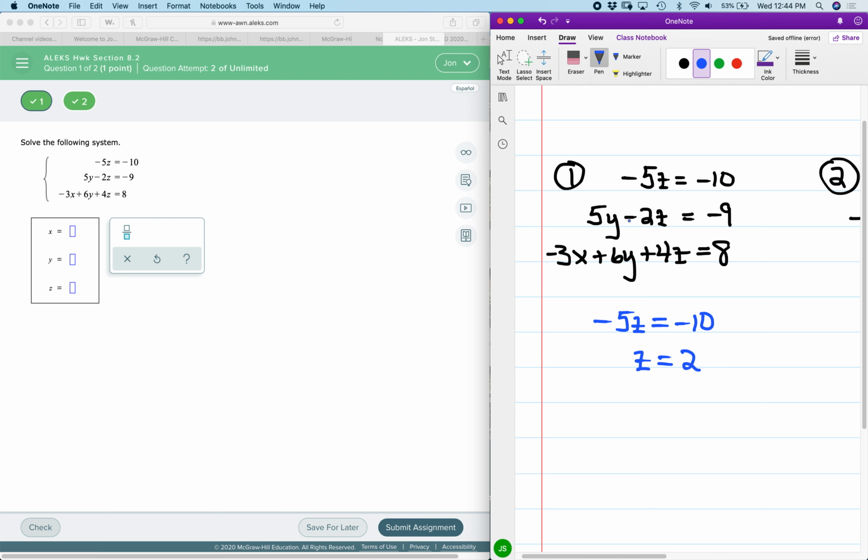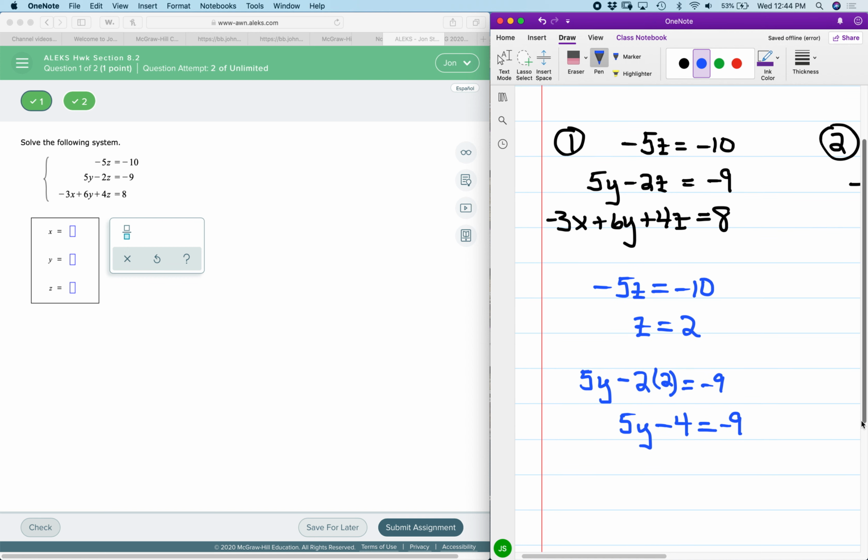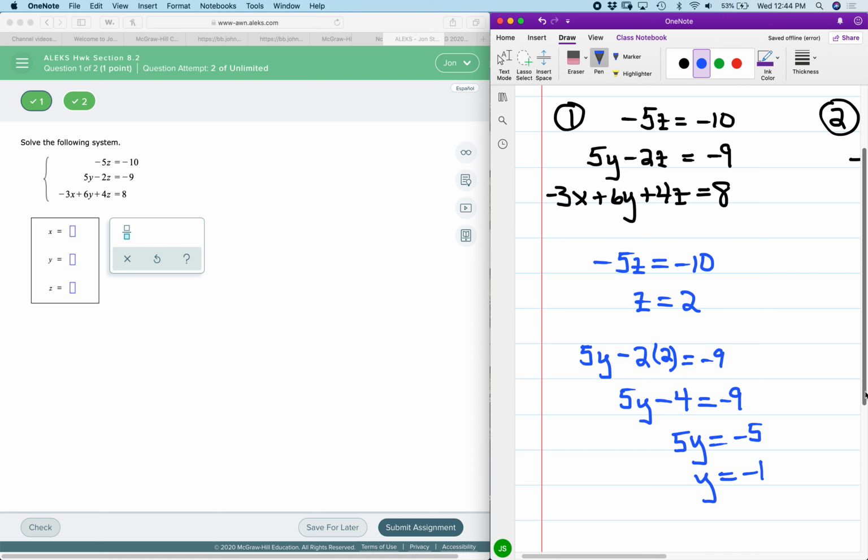For the next equation, I can go ahead and solve for y, whereupon I have 5y minus 2z is equal to negative 9. So I can say I have 5y minus 2 times 2 is equal to negative 9. So I have 5y minus 4 equals negative 9. If I add 4 to both sides, I'm going to have 5y equal to negative 5. With division by 5, the result comes out to negative 1. So I have z at 2, y at negative 1.